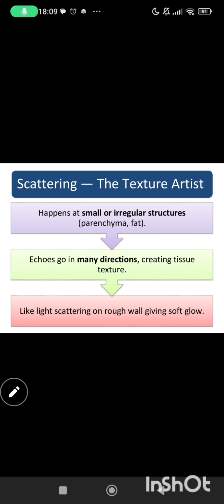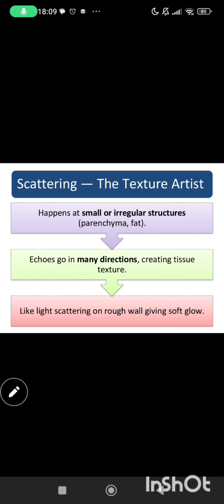In specular, there is only reflection in one direction. In scattering, reflection goes in many directions. So it creates the speckle pattern seen in normal organ parenchyma, like normal liver texture and normal thyroid texture. This is the difference between scattering and reflection. Now we will discuss scattering in more detail.